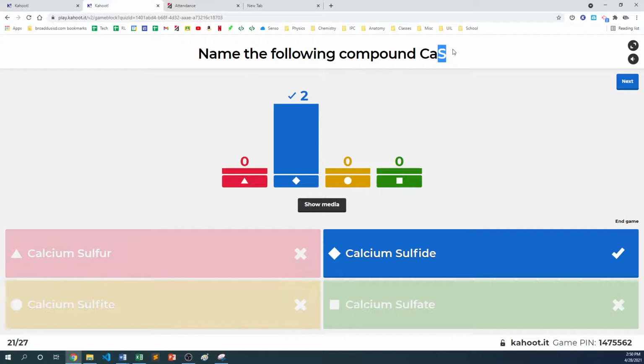So only one sulfur, or one type of atom. There's no oxygen attached to it, so we're going to use the ide ending.